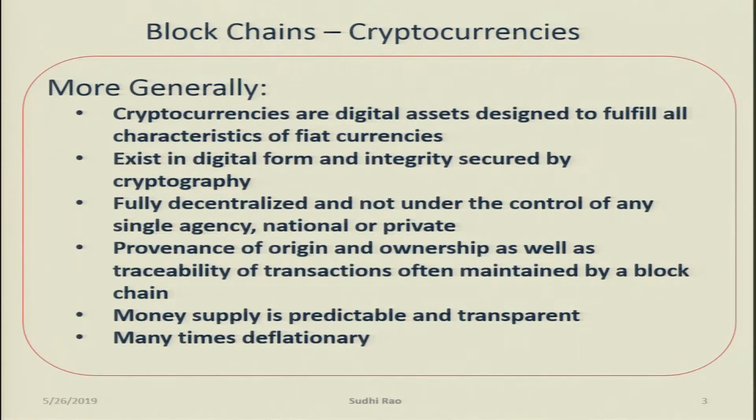Third, cryptocurrencies are fully decentralized and not under the control of any single agency, national or private. As we have been saying, in the case of blockchain, it is distributed and decentralized. The most common variety of blockchain, public permissionless blockchain, is fully decentralized and distributed. There is no one single owner. Everybody in the system owns that. Cryptocurrencies are exactly that. Though now we are seeing that private parties also are issuing cryptocurrencies which are owned by one single party or one single group of owners.